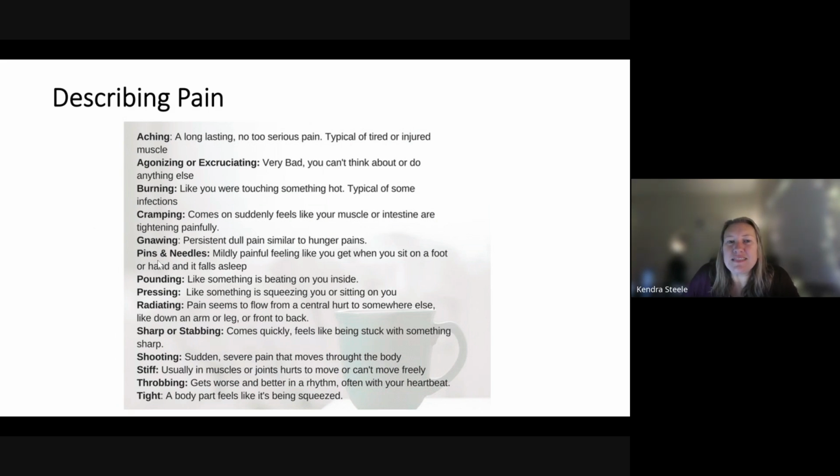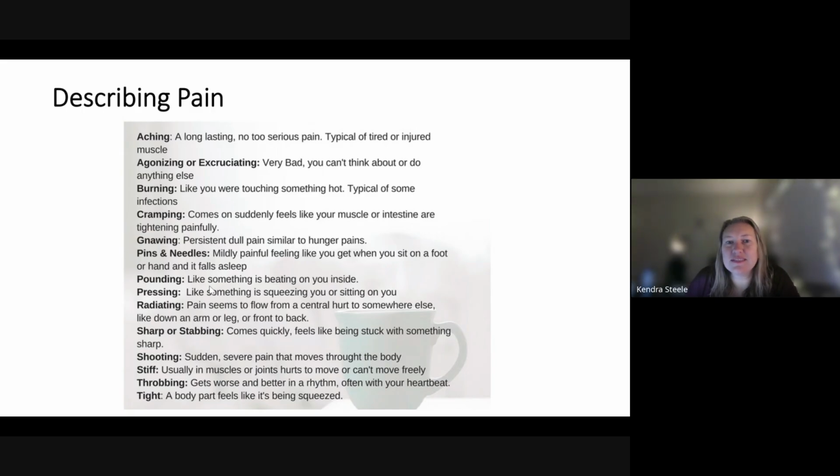The feeling of pins and needles is a mildly painful feeling like when you sit on a foot or hand and it falls asleep. So if you lay in a certain position and you wake up and your hand feels weird, it feels big, we say it's asleep and you're trying to get regular feeling back in it. Same if you're sitting on the floor and you're sitting on your foot and you try to get up and your foot feels numb. It feels pins and needles as you try to wake it back up.